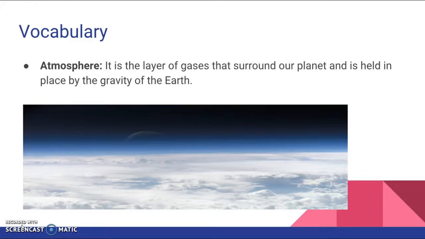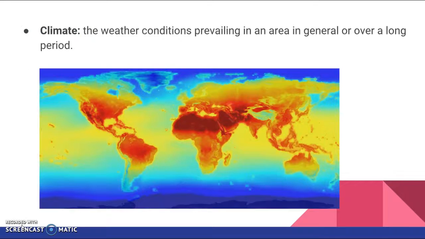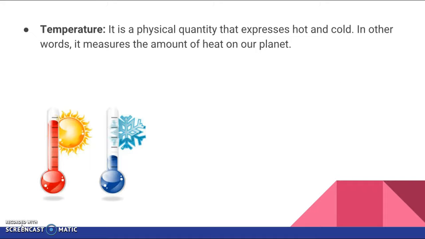So first, atmosphere. It is the layer of gases that surround our planet and it's held in place by the gravity of the Earth. Basically, the atmosphere is the gases that surround our planet. Climate. It is the weather conditions prevailing in an area in general or over a long period. Temperature. It is a physical quantity that expresses hot and cold. In other words, it measures the amount of heat on our planet.